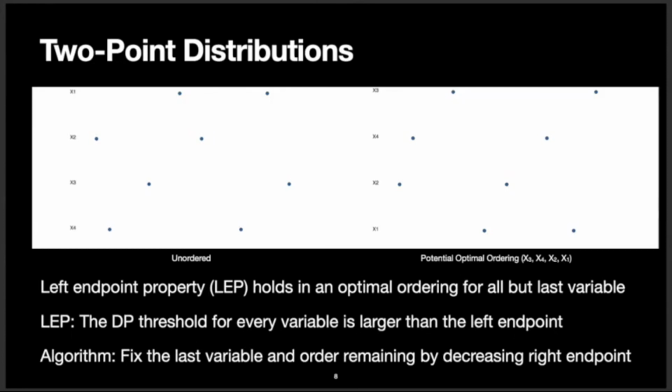In reality, we don't know which variable is going to be the last one. So in our algorithm, we would have to loop through all the variables and try to place each of them as the last one, and then order the remaining by decreasing right endpoint. This is what gives the O of n squared runtime.